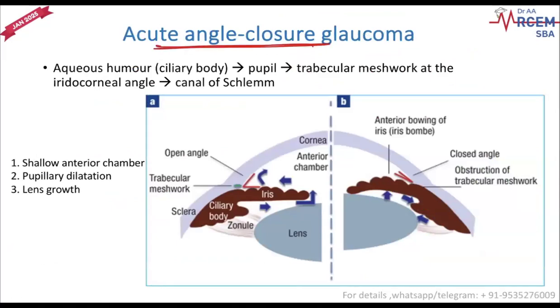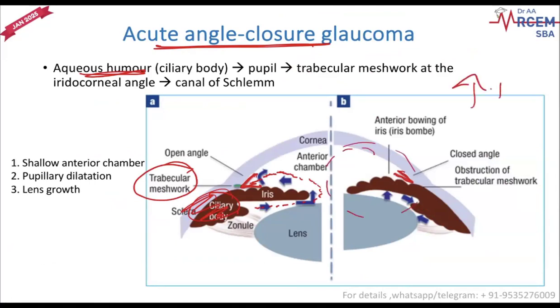Acute angle closure glaucoma. What happens here? A little bit of anatomy we need to be aware of. The ciliary body produces aqueous humor, and this is a liquid. It passes from here, goes up, enters into the anterior chamber, and gets drained in the trabecular meshwork at this angle. If this angle for any reason becomes small, this cannot get drained. This gets accumulated here, resulting in increased intraocular pressure. Classical finding of an acute angle closure glaucoma.